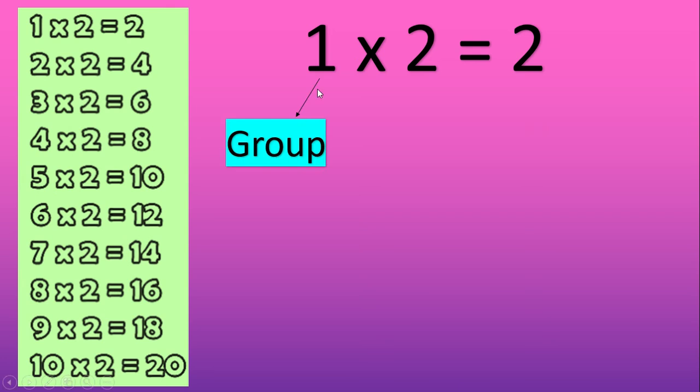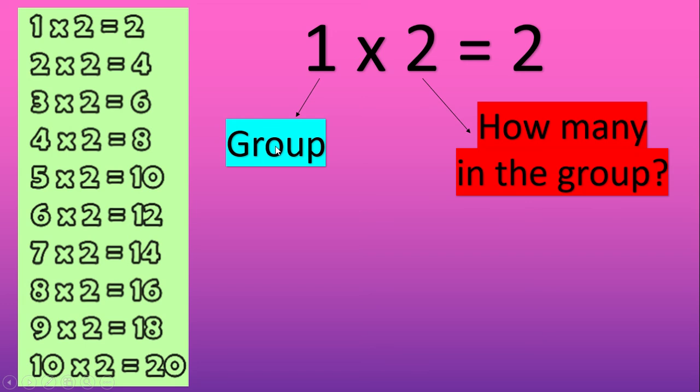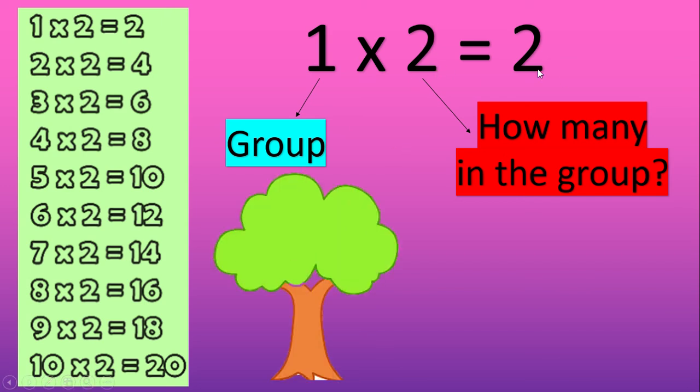So, how does the multiplication table work? Let's take, for instance, 1 times 2 equals 2. The first number we see on the left side of the multiplication sign means how many groups there are. Then on the right hand side of the multiplication sign, it says how many are in the group. So we have one group and then we have to have 2 in the group. It can be anything. And then next to the multiplication sign we have our answer.